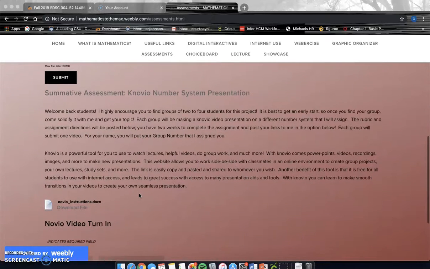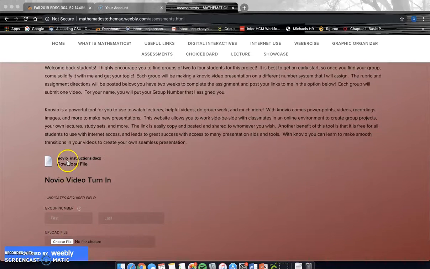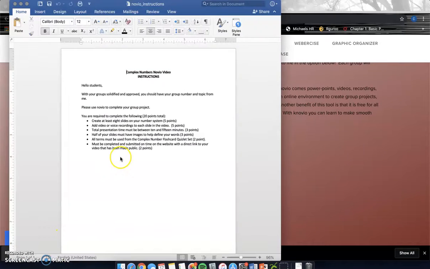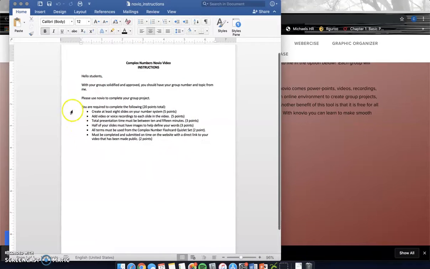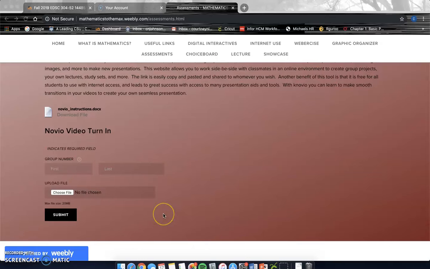As for the summative assessment, I would want students to go on and watch my number system presentation. This would be best as a project for students to work on as a group. Let's see here, if we open up this file, you are able to complete these here. This has our instructions on what they are supposed to do for this topic. And then the same thing, they would submit it down here with their group number for the first name.